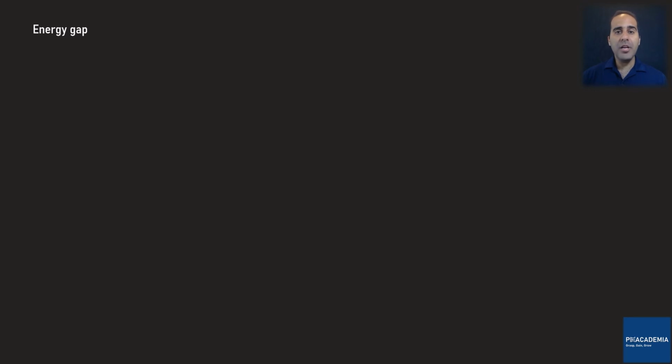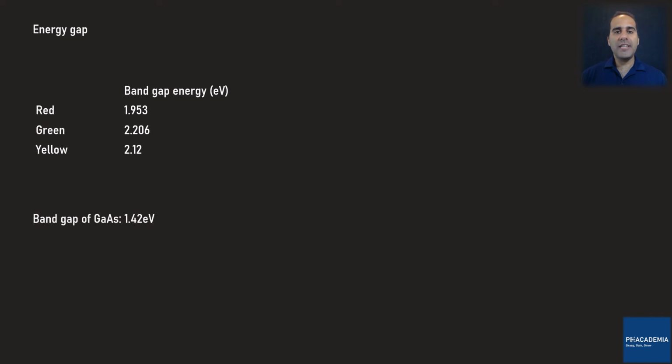For example, to produce a red light, a band gap of 1.953 electron volts, green 2.206 electron volts, and yellow 2.12 electron volts is required. You may say, wait a second, the band gap of gallium arsenide at room temperature is around 1.42 electron volts. Does that mean an LED made of gallium arsenide is going to produce only a particular light with a specific wavelength? Well, this is a very good question. A simple answer to this question is no.